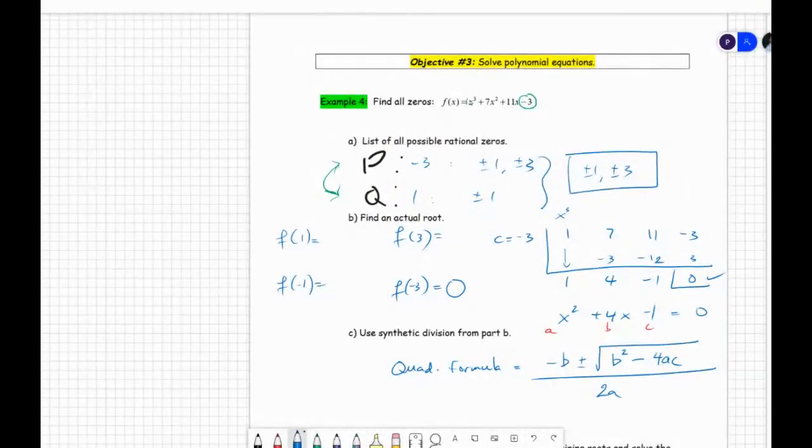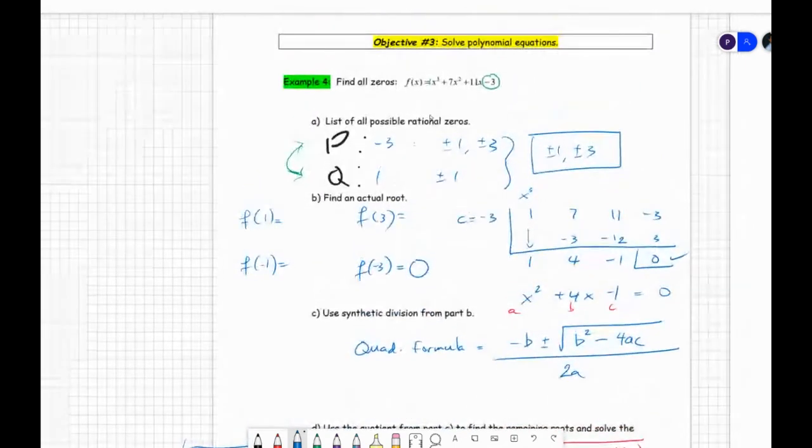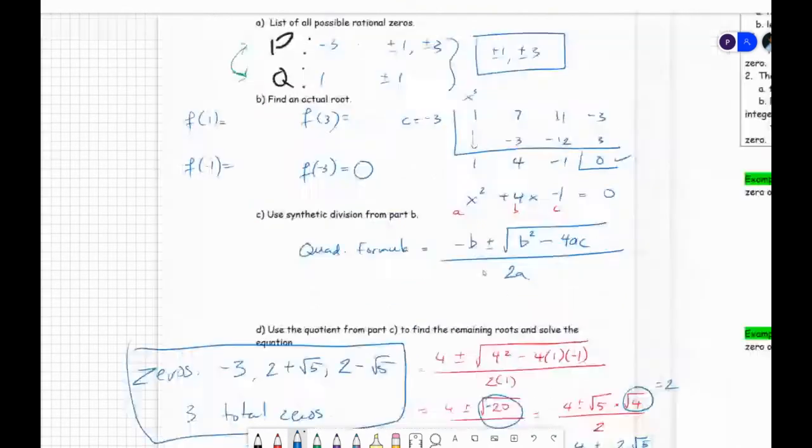Now, you notice all the examples we have so far, the highest order or degree here is only 3, which means we only need to use synthetic division one time to get to a quadratic. However, if this is x fourth, x fifth, x sixth, and so forth, you need to find a lot of zeros in order to bring it down to x squared. So if we have an x to the fourth, that means we need to do synthetic division twice to get it down to x squared.